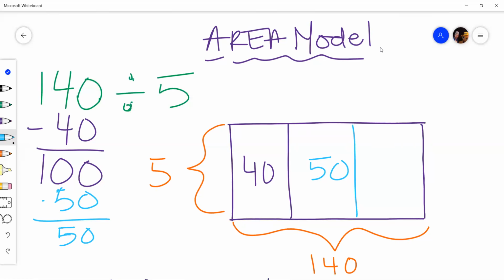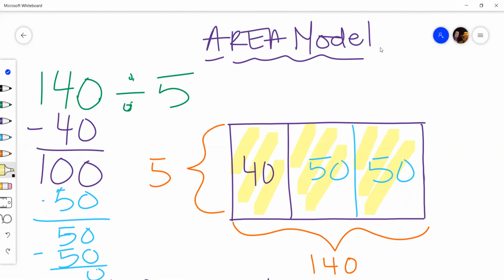You could start with a group of 10. You could start with a group of 20. Like you could start with things that make more sense to you. These are the numbers that my brain finds compatible. So I'm going to do another group of 50. And as again, you can see this section plus this section plus this section, 50 plus 50 is 100 plus 40 is 140. They equal the same thing.